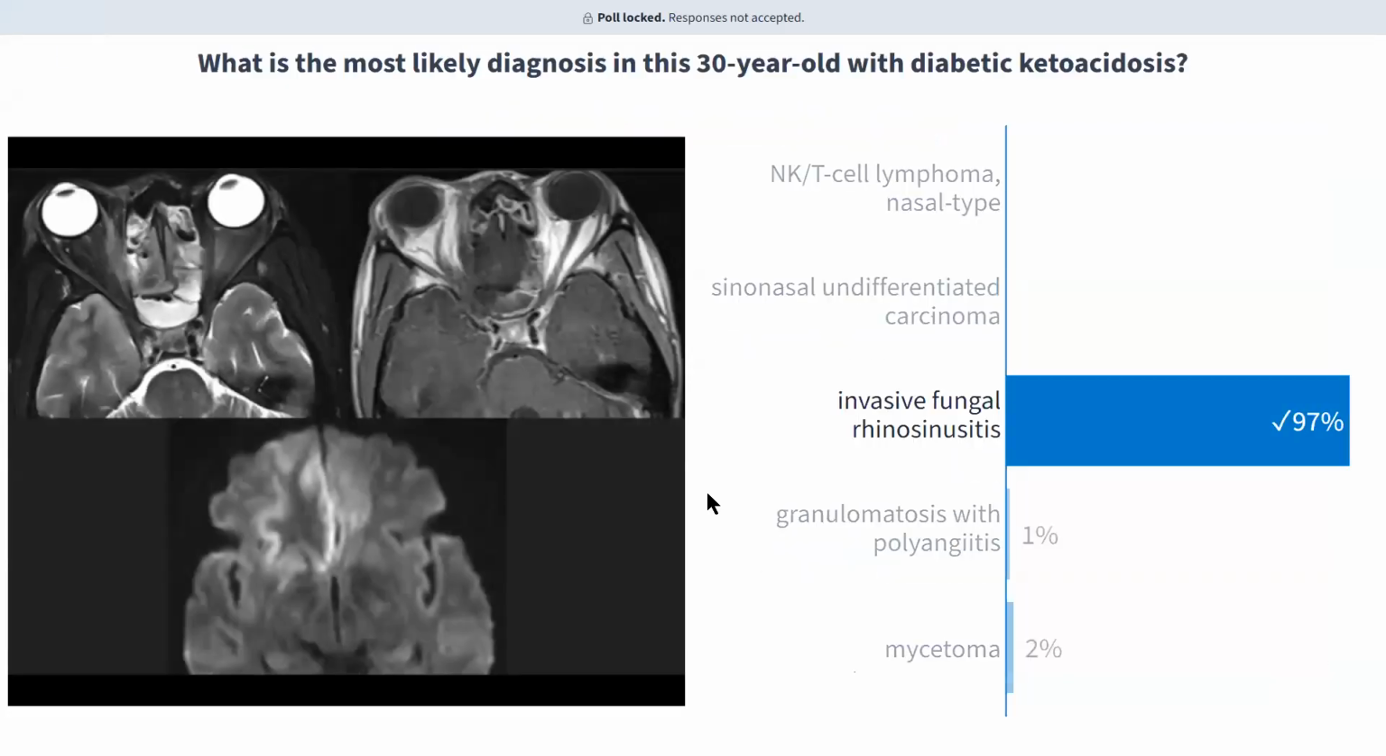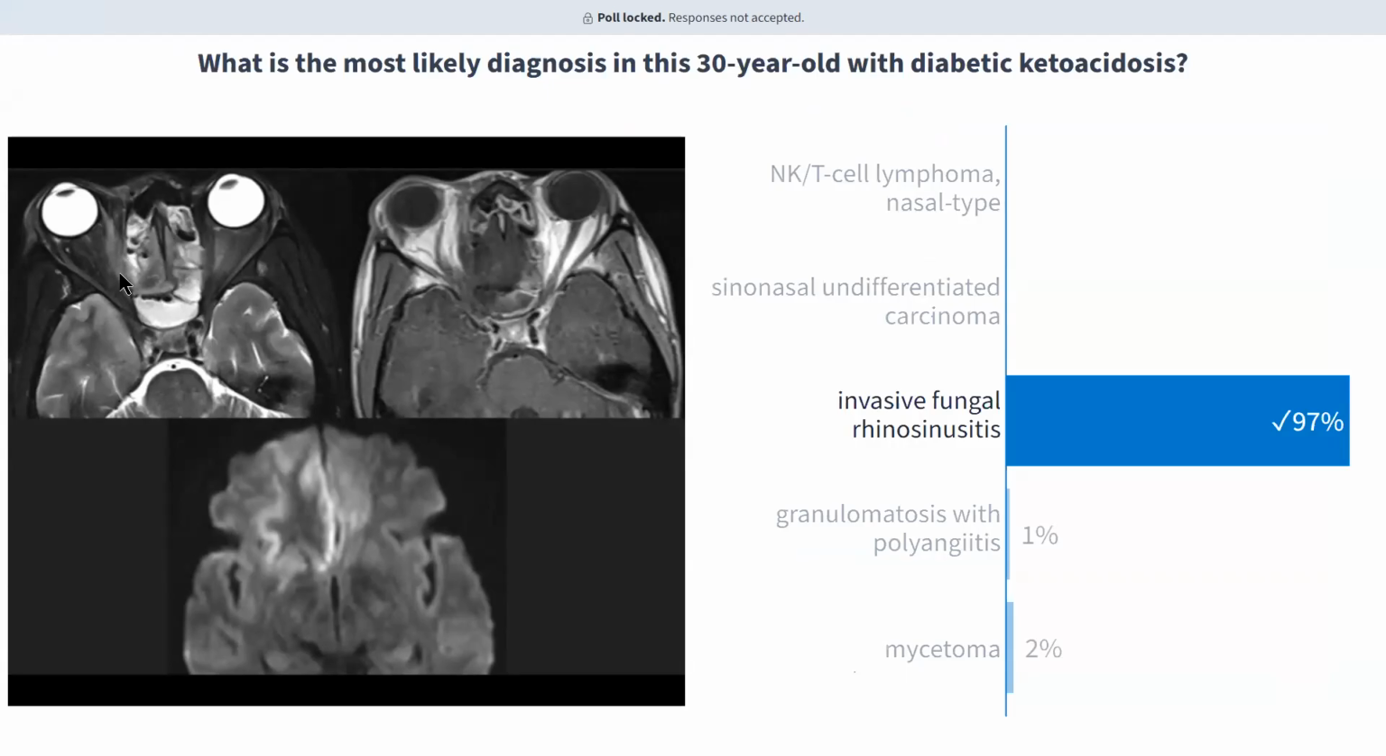Okay, very good. 97% got the right answer, which is invasive fungal rhinosinusitis. Let me go through the imaging findings here. On this T2-weighted sequence with fat suppression, we see this intermediate gray signal intensity in the upper nasal cavity extending to the ethmoid air cells.